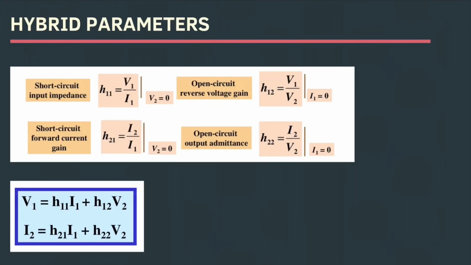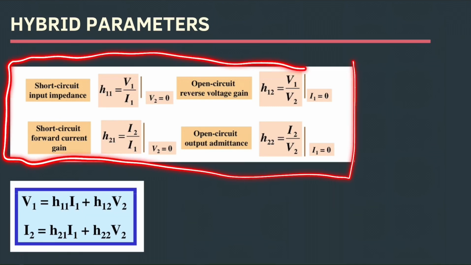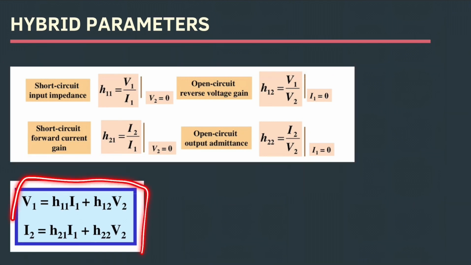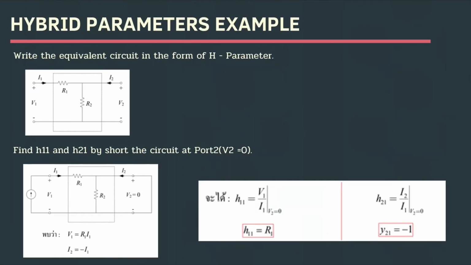And for these hybrid parameters, we get the formula and equations in this figure: V1 equals h11 I1 plus h12 V2, and I2 equals h21 I1 plus h22 V2. And for this hybrid parameter example, write the equivalent circuit in the form of H parameters.